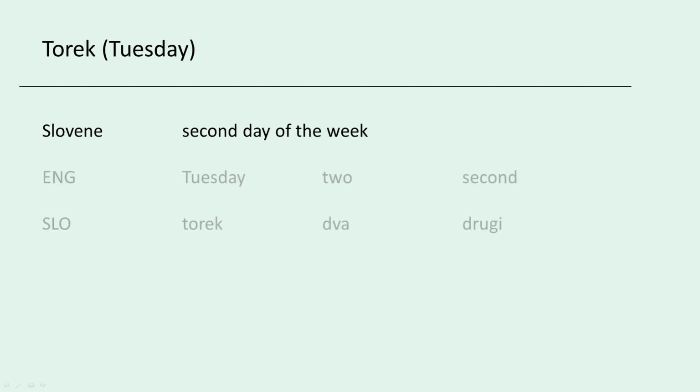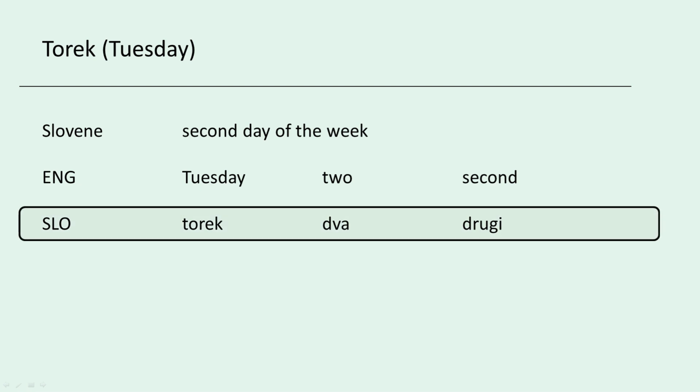Moving on to Tuesday. Even though it isn't apparent even if you know the basic Slovene numerals, torek means the second day of the week. In Slovene, two is dva or dve, depending on the gender, and second is drugi, druga or drugo, again depending on the gender. So there's nothing in two or second that resembles torek.